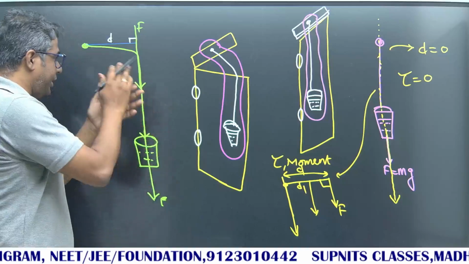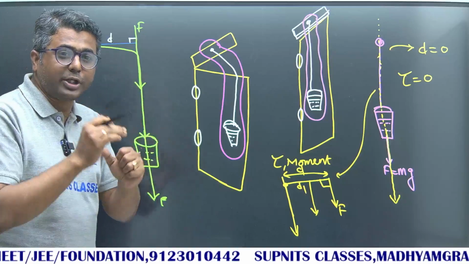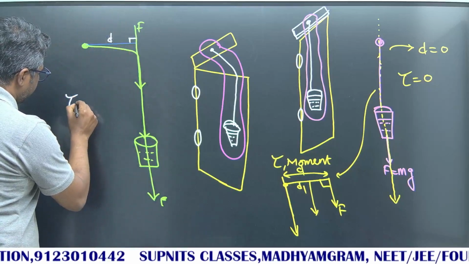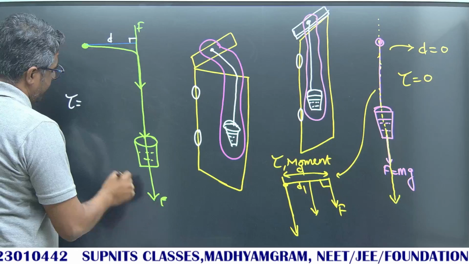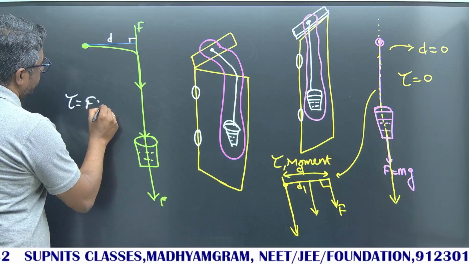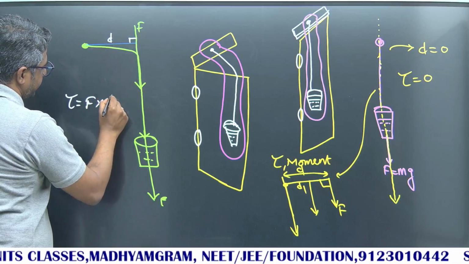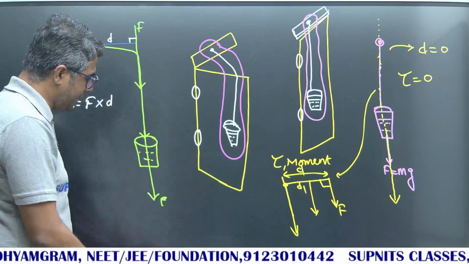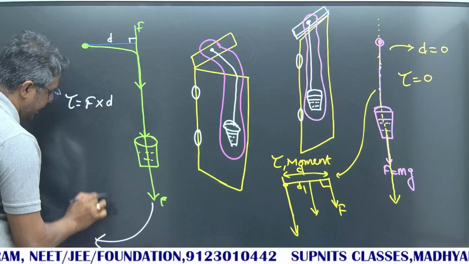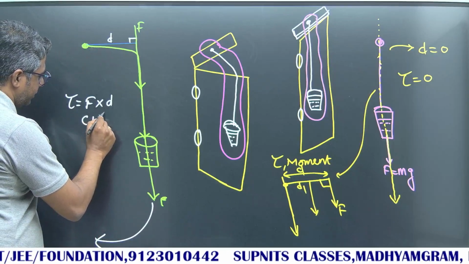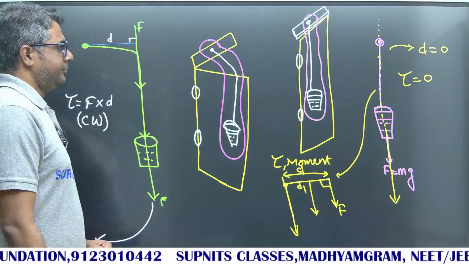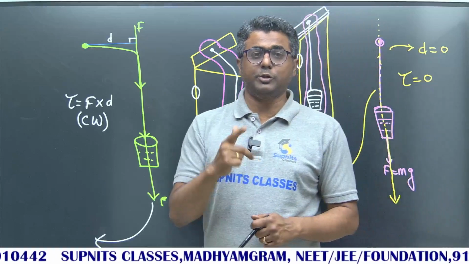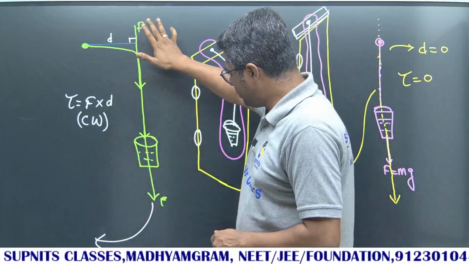Now, at this point of time, I cannot say that torque is 0. There will be some torque. So, this torque is nothing but F into D. And in which side will the torque be applied? The torque will be applied in this side. So, this is clockwise torque. As soon as there is clockwise torque, what will happen? This is going to fall.